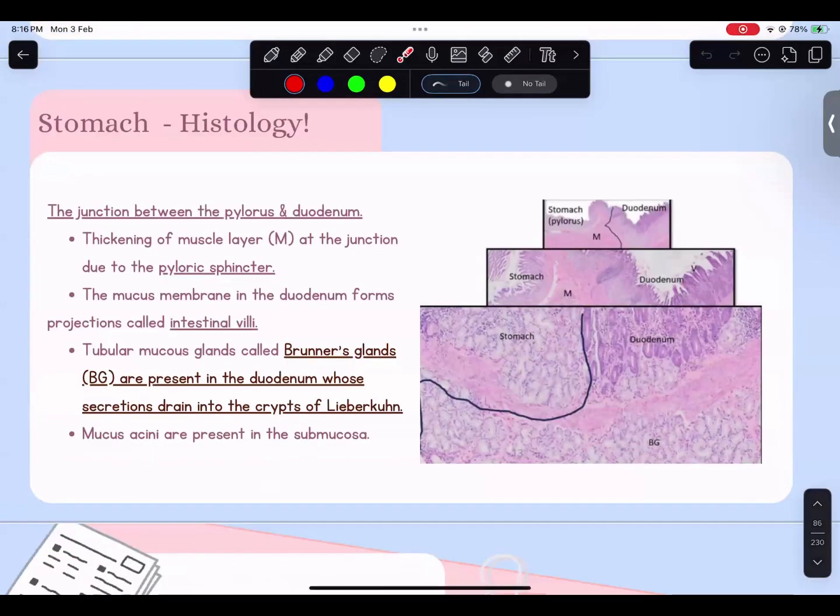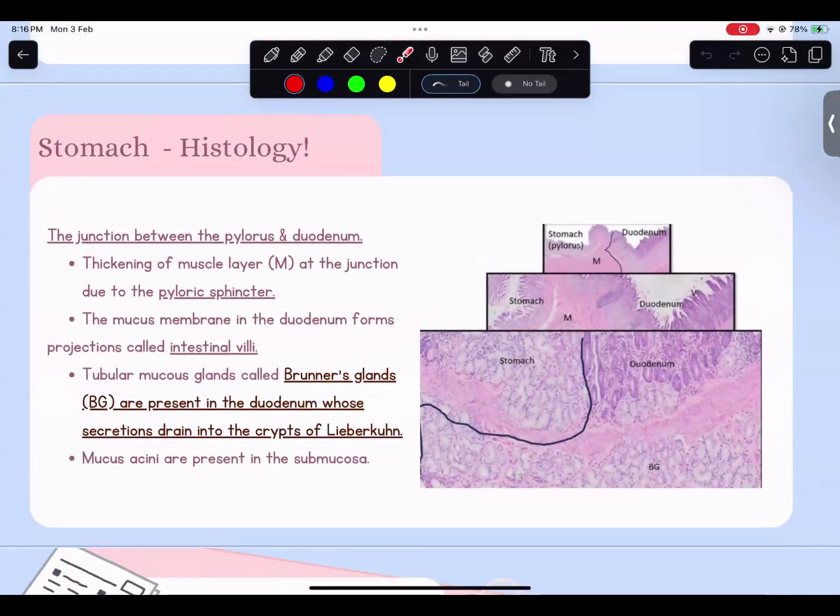Now, from the stomach to the duodenum. So there was one distinction where we said, okay, esophagus to the stomach, and now we're talking about the stomach to the duodenum. This is the junction between the pylorus and the duodenum. Pylorus is basically the lower part of the stomach. This is where there's also thickening of the muscle at the junction due to the pyloric sphincter.